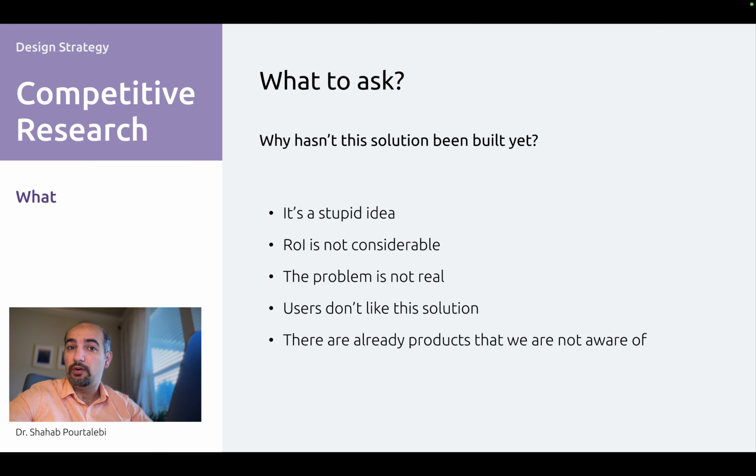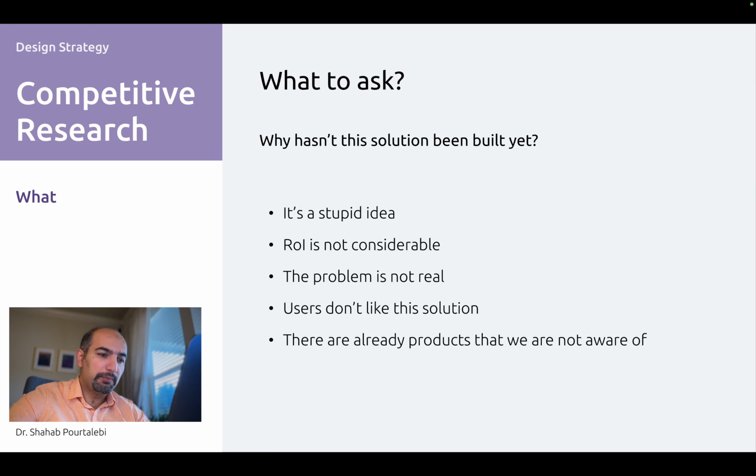considerable. So when you are creating a new product, you're taking risks, tons of risks are waiting for you there, and you want to make sure that return of investment is something considerable. So maybe that's one of the reasons.